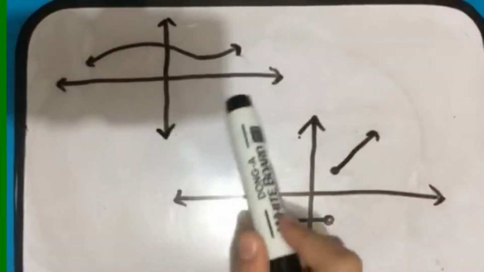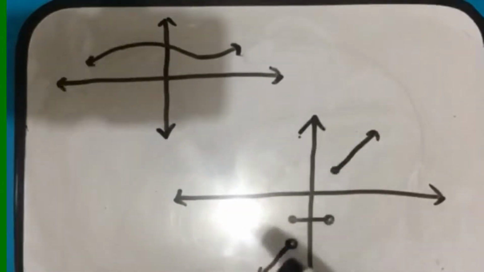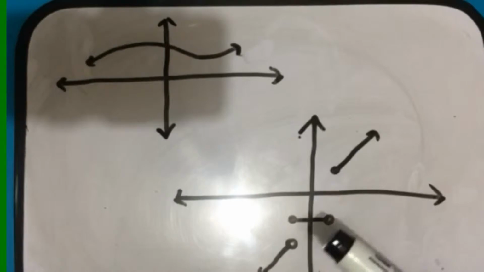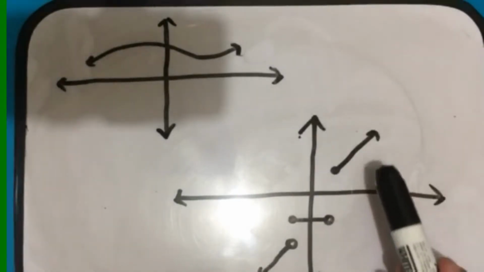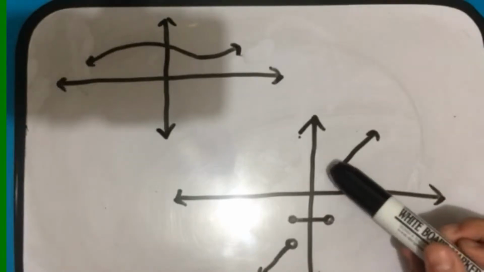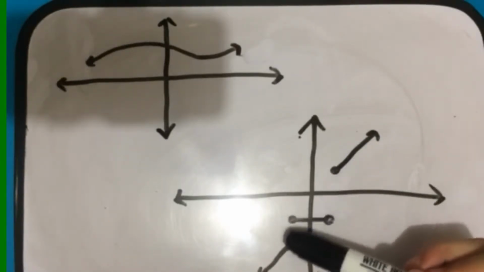This is an example of a graph that is continuous. A function is said to be continuous if there's no break, hole, or interruption in its graph. Unlike this one, we can see that there's a gap between this, and also this.